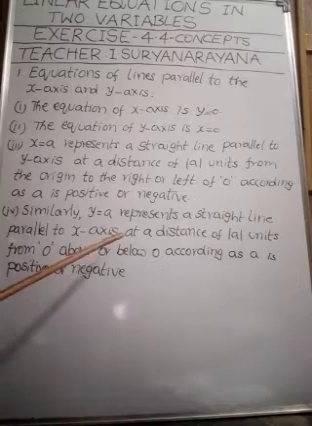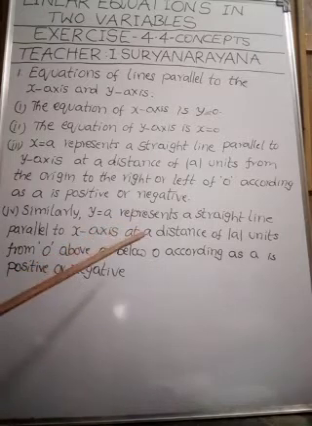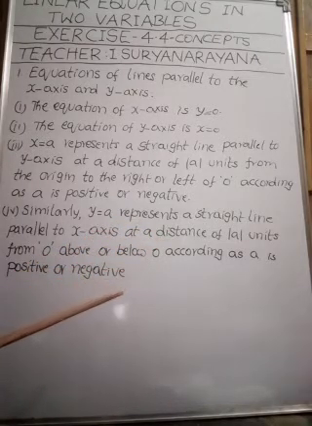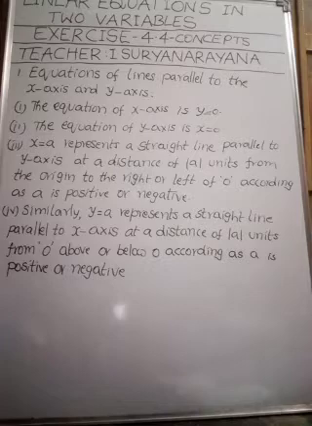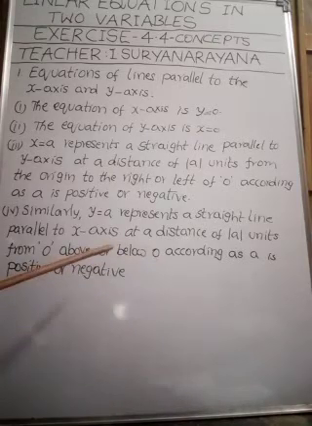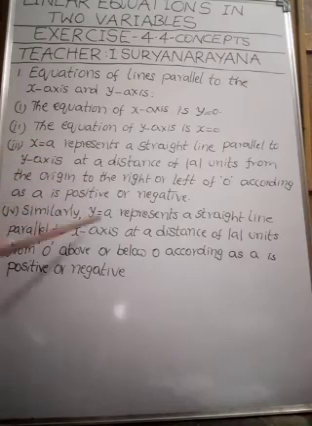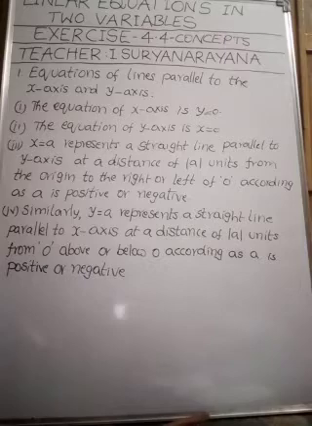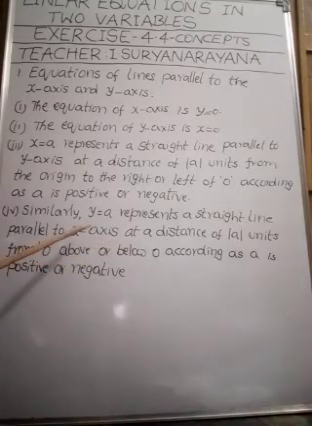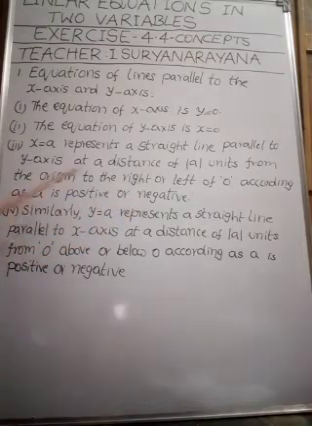Okay, my children. Here there is no need to take the coordinates, no need to prepare a table as we prepared to draw the graph of a linear equation in two variables in the previous exercise 4.3. Yes or no, my children? So in these two cases, no need to take ordered pairs. No need to prepare a table to find the ordered pairs. Okay, my children. Directly we can draw a line parallel to the x-axis.